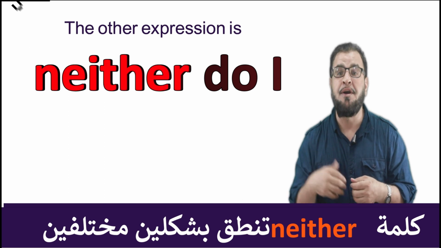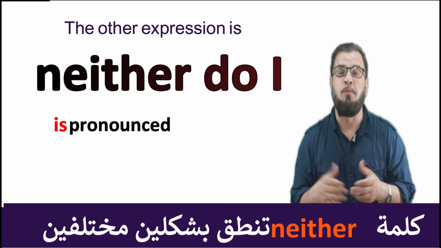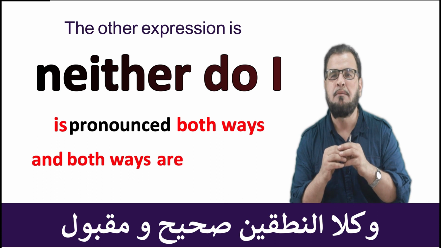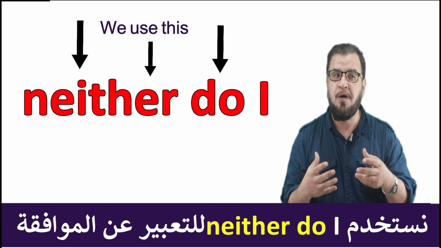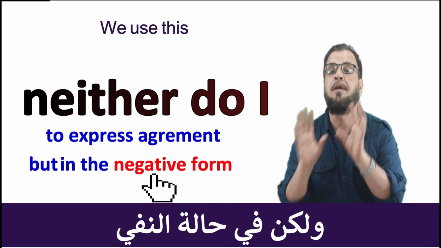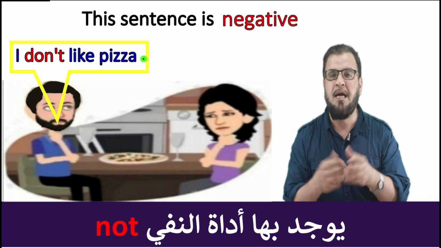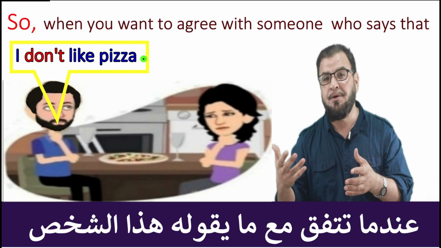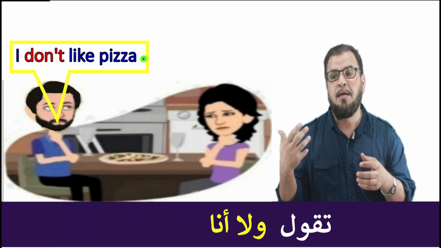Neither or neither is pronounced both ways, and both ways are acceptable. We use this to express agreement, but in the negative form. Like, I don't like pizza. This sentence is negative. It has the word not in it. So, when you want to agree with someone who says that, you say, neither do I.